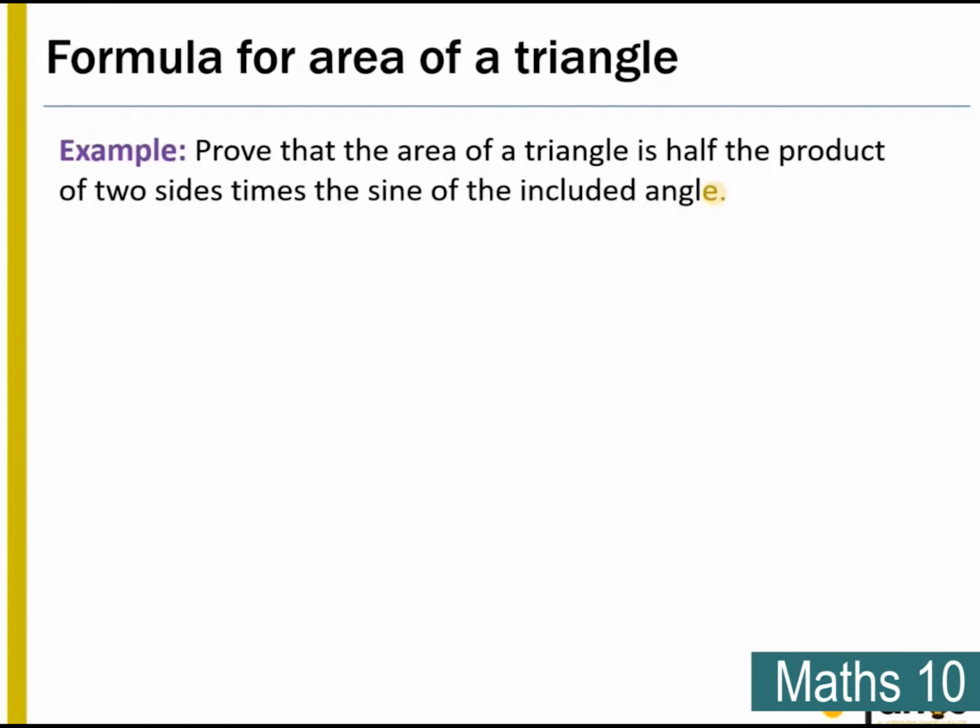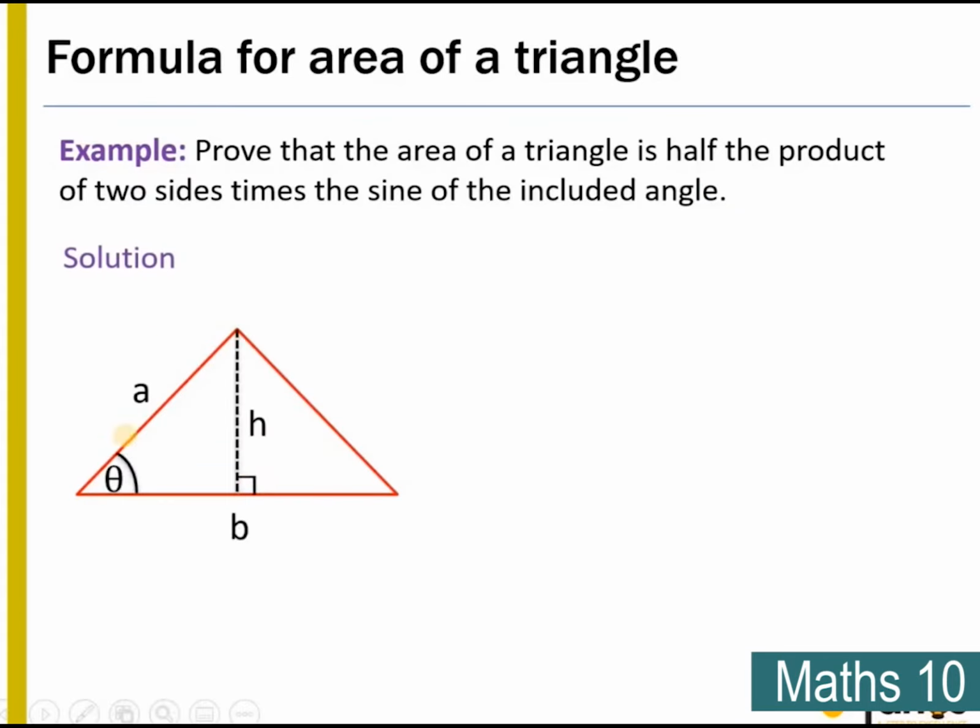Formula for the area of a triangle. In this example, we're going to prove that the area of a triangle is half the product of 2 sides times the sine of the included angle. To prove this, we'll start with a diagram. Here are 2 sides with length A and B, and here's the included angle theta.